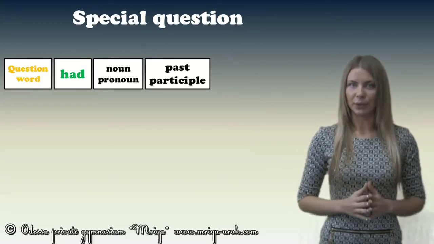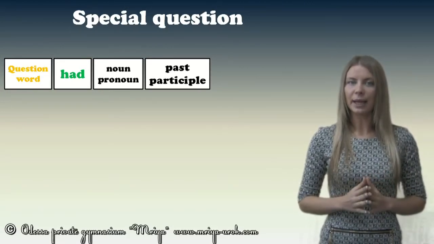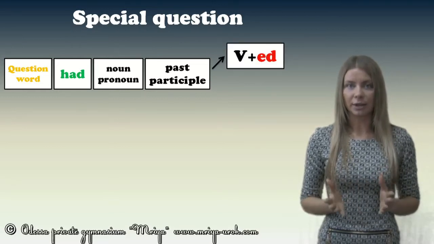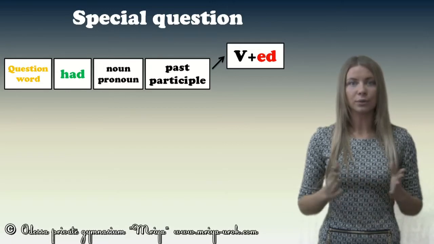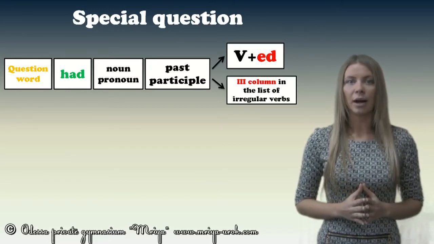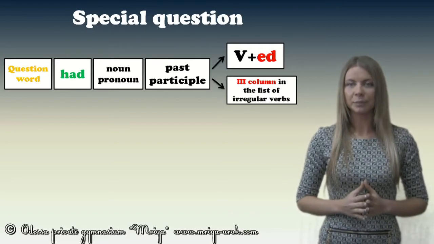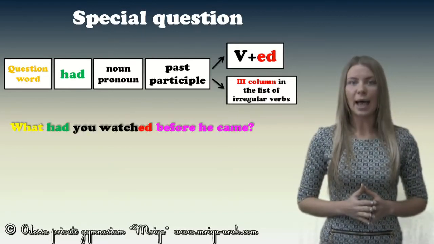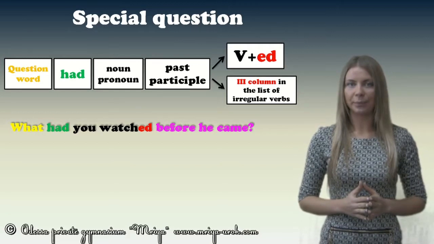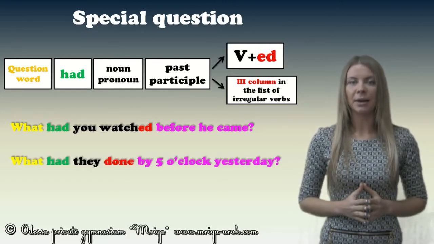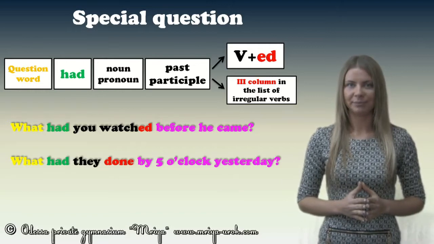Again, if you have a regular verb, you have to add ed ending to it. If it is an irregular one, you have to look at the list of irregular verbs in the third column. For example, what had you watched before he came? What had they done by 5 o'clock yesterday?